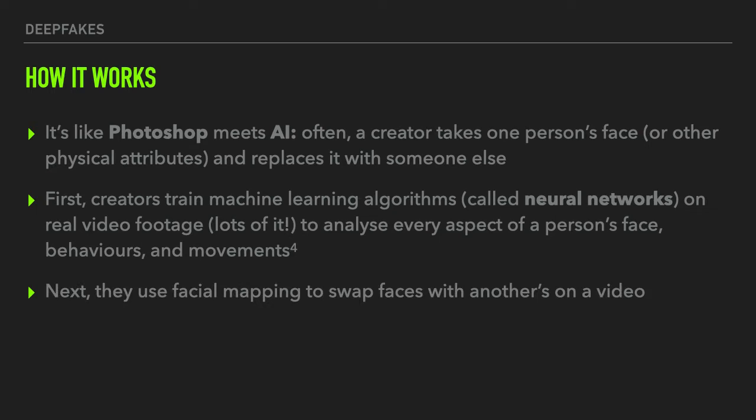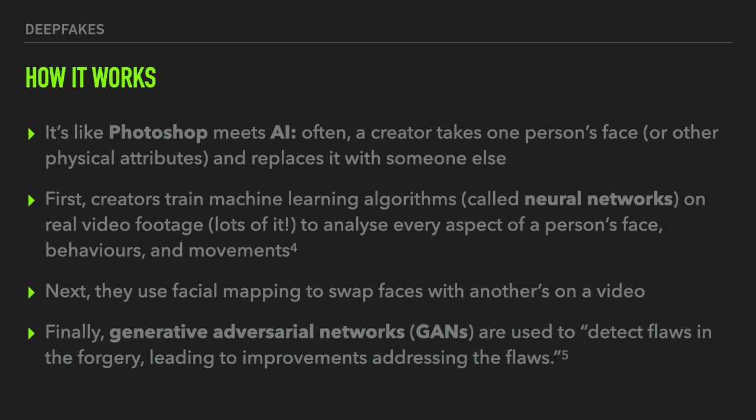Then they use a facial mapping technique to swap the faces or even just a mouth with another's on a video. And because the neural networks have learned and studied so many aspects of these people, they're able to swap images nearly seamlessly. However, if that wasn't enough, creators are now using something called a generative adversarial network, or GANs, to add to your list of acronyms, to notice any flaws in the video, addressing those inconsistencies and making them even more realistic.